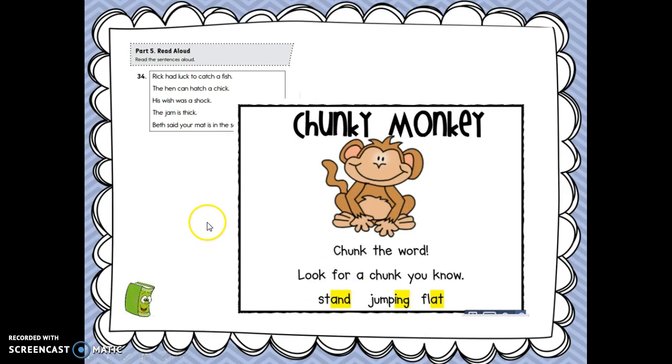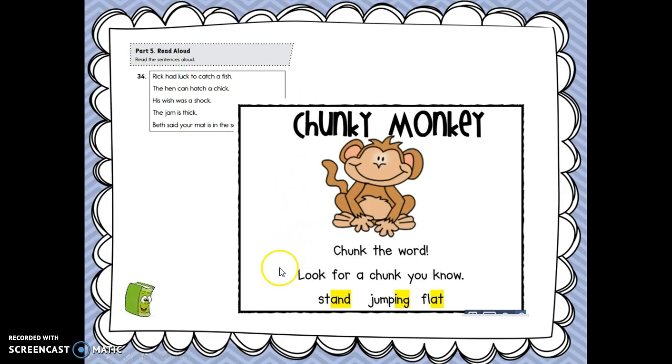Part 5 is a read aloud section. Well, you will read the sentences aloud. This is what your part 5 looks like. And I just want to share a reading strategy with you that will help you when you are working on this section. This says chunky monkey.